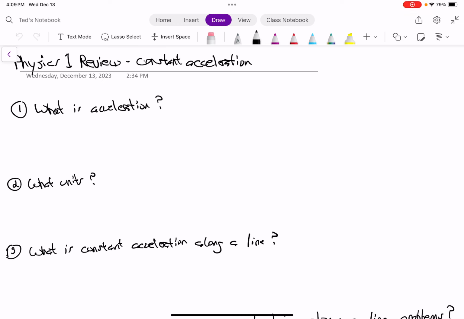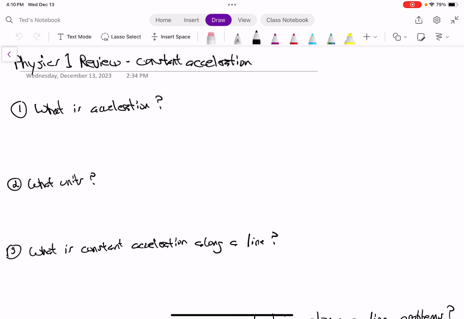All right, this is the first video in the Physics 1 review for Physics 2. So we've got three main concepts from Physics 1 that we want to continue to use in Physics 2, and I wanted to give us a quick reminder of those concepts. So the first one is constant acceleration, and in particular, constant acceleration in a straight line.